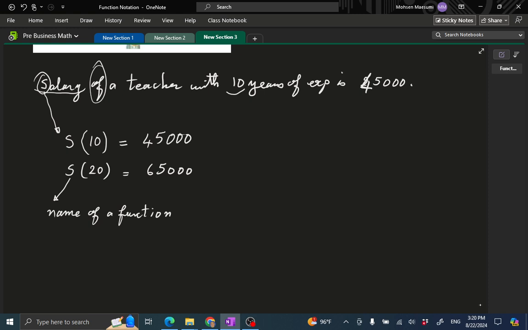So what is this? That's the number of years of experience. You can write Y, but let me avoid that. Let's just, for experience, maybe I write E. And this is the monetary amount that the person is making. That is the salary of this person.